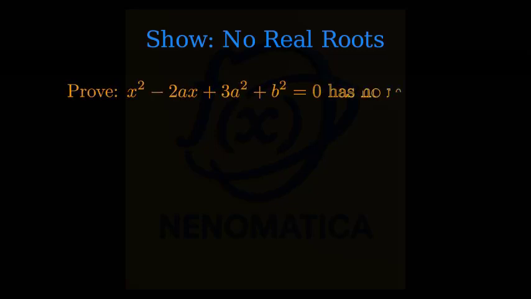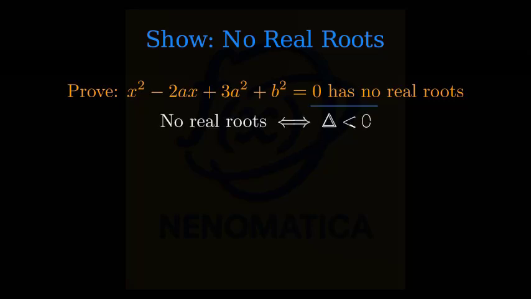In this lesson, we will prove that the quadratic equation x² − 2ax + 3a² + b² = 0 has no real roots. We will use the discriminant test and also confirm the result by completing the square. Strategy 1. Use the discriminant.